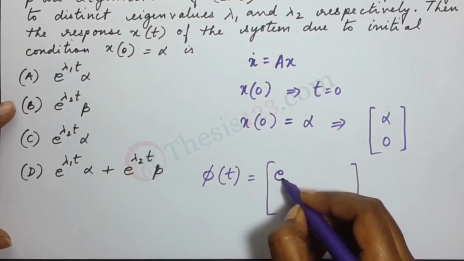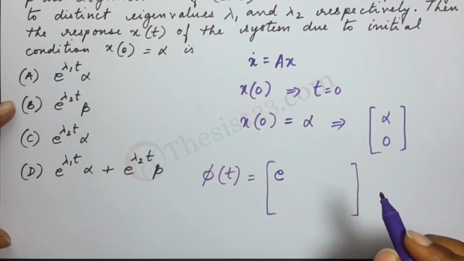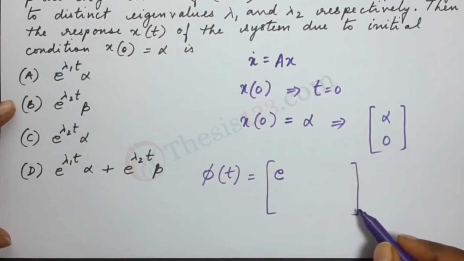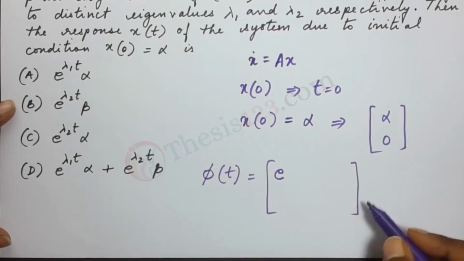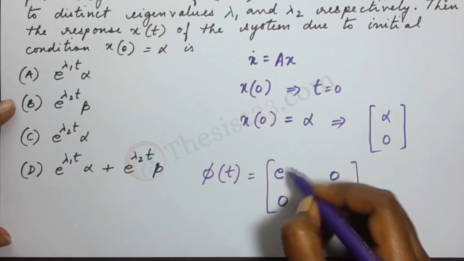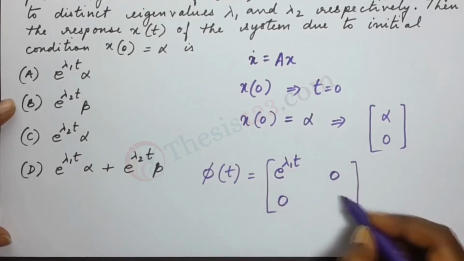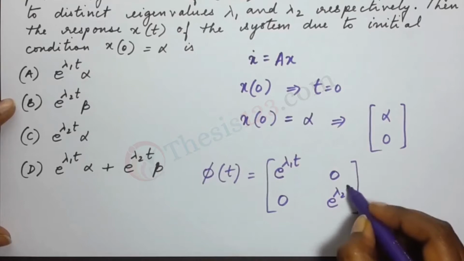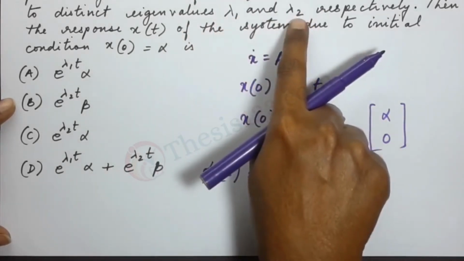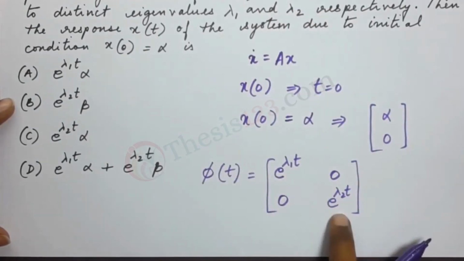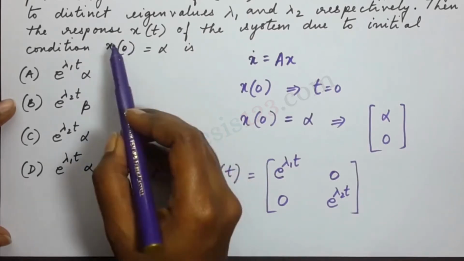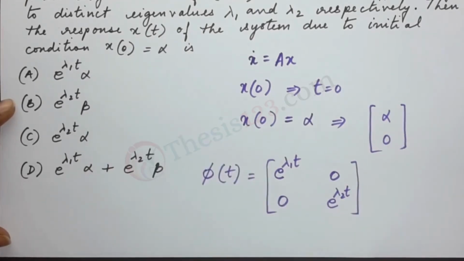This would be e power. Now this corresponds to an identity matrix, so only the diagonal of the matrix will have elements while the rest would be 0. This is 0, this is 0. So here we have e power lambda 1t and here we have e power lambda 2t. This is because of the two eigenvalues that we have here, lambda 1 and lambda 2, corresponding to the diagonal elements of the matrix.